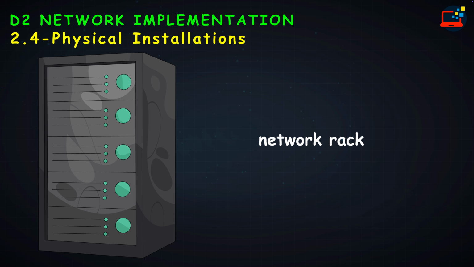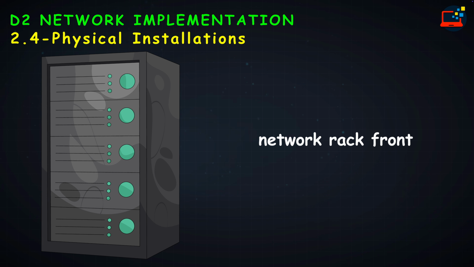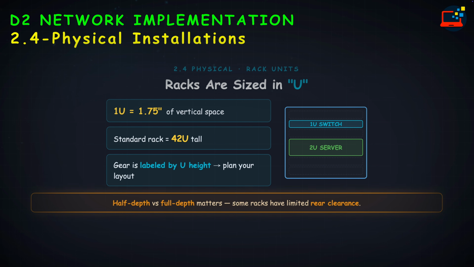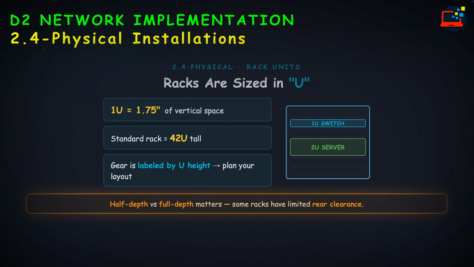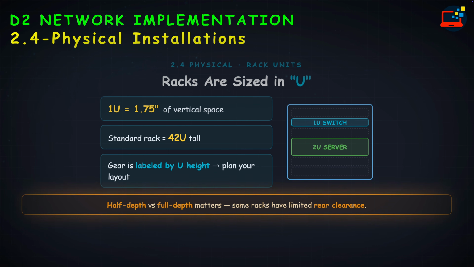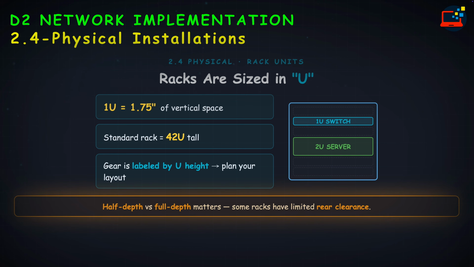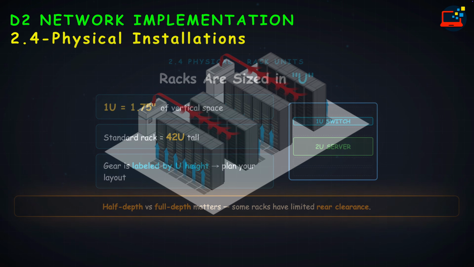Racks are sized in U units. 1 U equals 1 3/4 inches of vertical space. A standard rack is 42 U tall. Equipment is labeled with its U height, so you can plan rack layout. A 1 U switch takes 1 slot. A 2 U server takes 2 slots. The half-depth and full-depth dimensions matter because some racks have limited rear clearance.